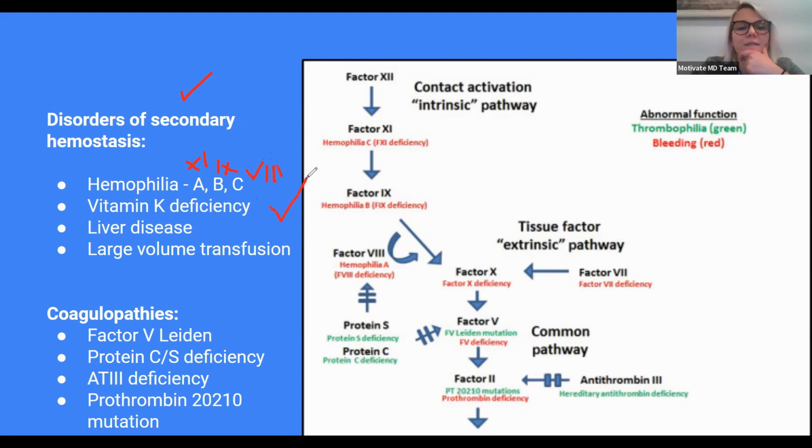Okay, so here are the secondary hemostasis disorders. There's vitamin K deficiency that can cause a problem as well. Liver disease, and large volume transfusion can cause it to dilute out the factors. And then there's coagulopathies as well. All right. And here's various ones. If we have factor 5 Leiden, that causes a hypercoagulable state, as well as protein C and S deficiency, because that causes breakdown of the actual clot.